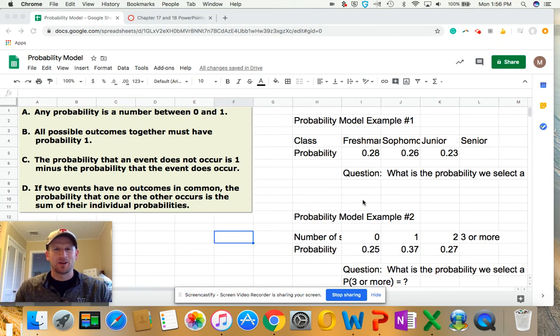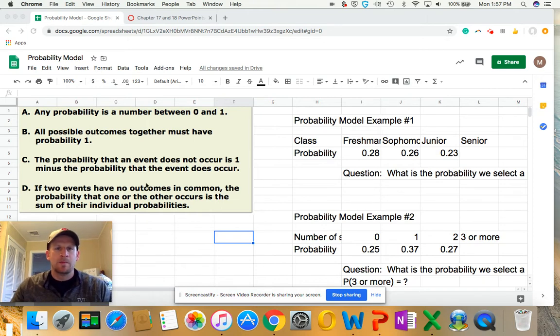In this video, we're going to talk about what a probability model is and how to use a probability model to solve problems in statistics. Before we get into the examples, I want us to pay particular attention to these four rules over here. When we talk about probability, these four rules apply always.